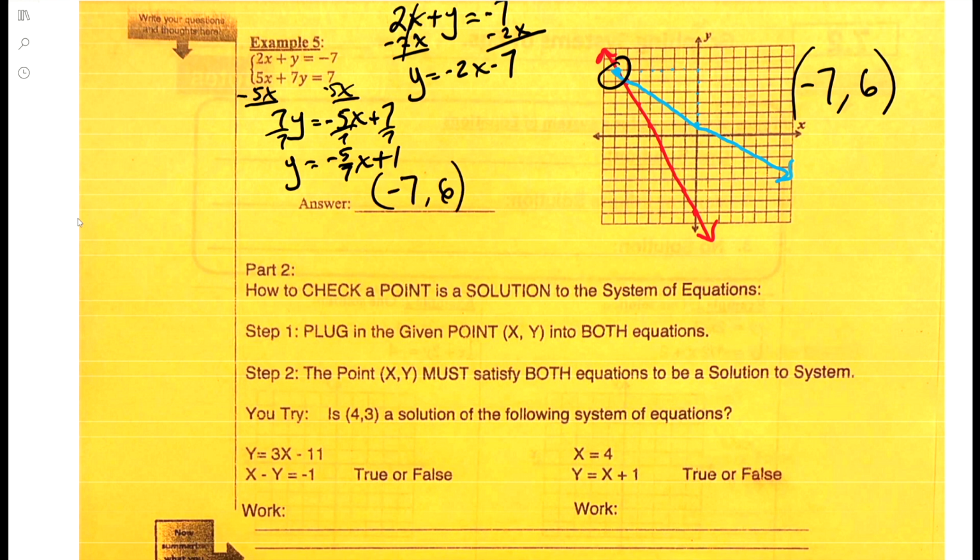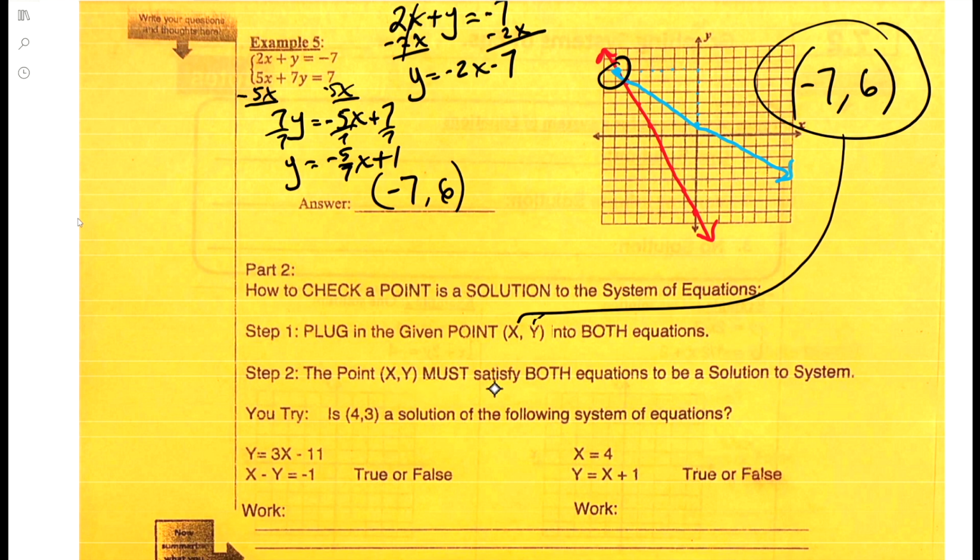We're going to prove that that's the answer. So here's how you do that. You check a point as a solution by doing two things. You plug in the given point. Okay, now this is the given point we're talking about. We're going to plug that point into both equations. And the point must satisfy. There's that word again from our notes last time. To satisfy means that you have to be able to plug it in and it gives you a true statement. So we're going to satisfy both equations, our solution.